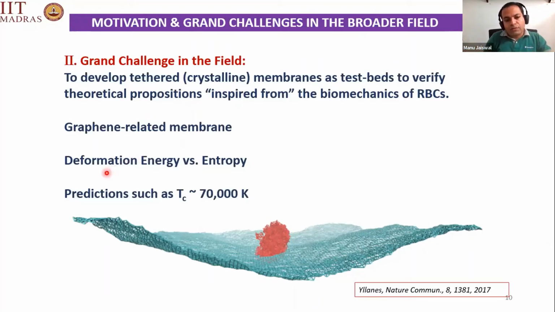One of the predictions I'll just mention: you have competition between deformation energy and entropy. And there are theoretical predictions that graphene should undergo a crumpling transition. And why these are grand challenges: the crumpling temperature predicted is 70,000 Kelvin. So no experimentalist is going to touch this, but then there are workarounds and some people are still trying. So this is one of the grand challenges in the broad field.